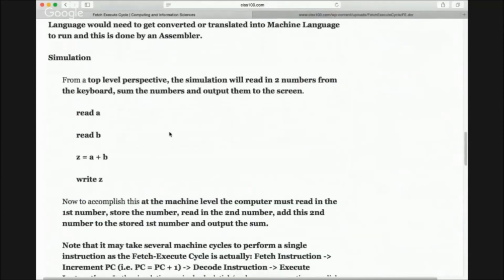So what are we going to do? Here's my pseudocode for what we're about to do. We're going to read A from the keyboard. We're going to read B. So I'm going to read in a value for A, and I'm going to read in a value for B. I'm going to add A and B, store it in Z, and then I'm going to write Z out to the screen. So here's my pseudocode.